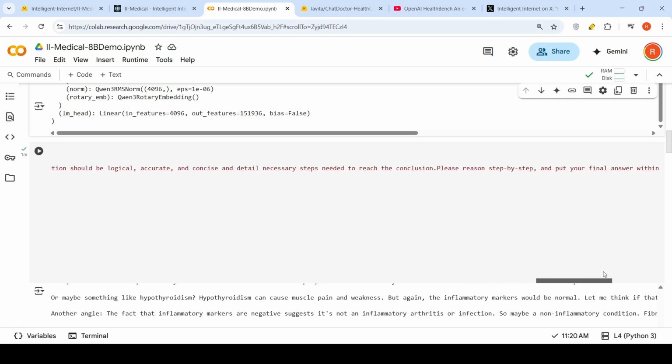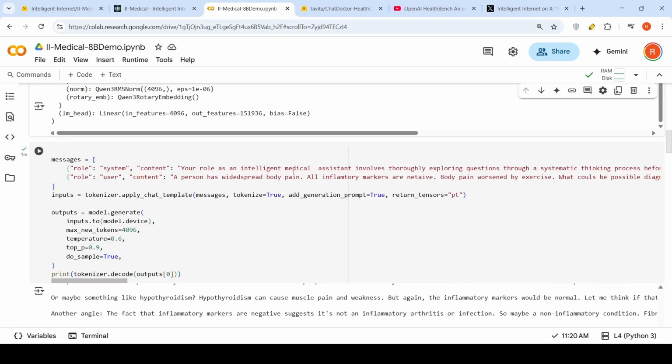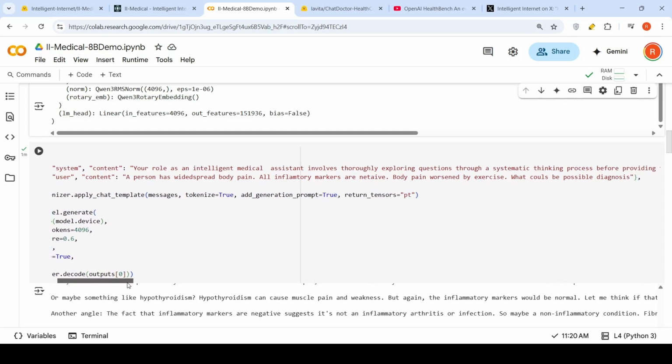What they said is: please reason step by step and put your final answer within a box. So this is something which was mentioned, and I put that over here. My query is that a person has widespread body pain, all inflammatory markers are negative, body pain worsened by exercise. What would be the possible diagnosis? There are typos over here, typos everywhere. Sorry about that.